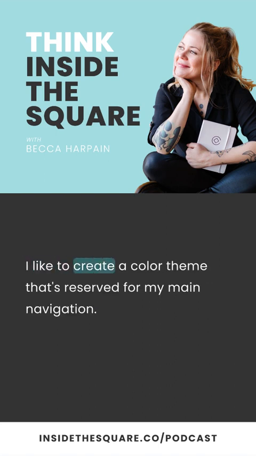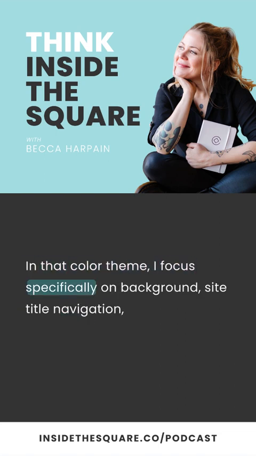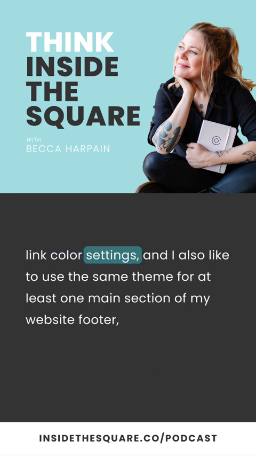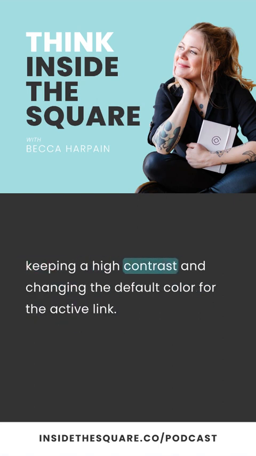So I like to create a color theme that's reserved for my main navigation. In that color theme, I focus specifically on background, site title, navigation link color settings, and I also like to use this same theme for at least one main section of my website footer, keeping a high contrast and changing the default color for the active link.